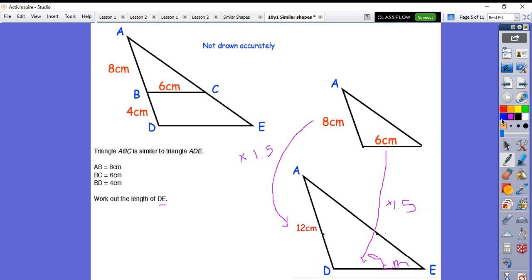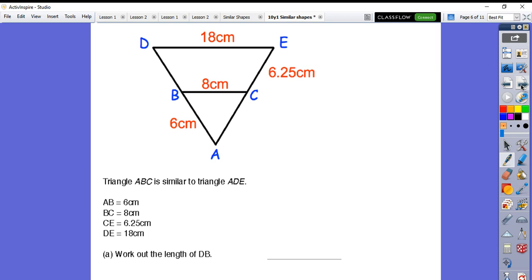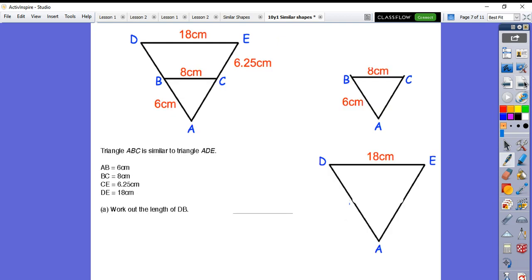Okay, let's have another look at another exam question. Again, we've got a triangle within a triangle. So the first thing that I'm going to recommend you to do is to draw your two triangles out separately. Okay, like this. So here is my smaller triangle, which is this bit here. Okay, and then here is the bigger triangle.